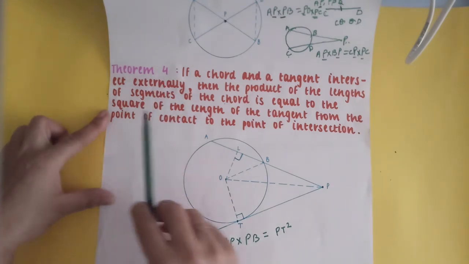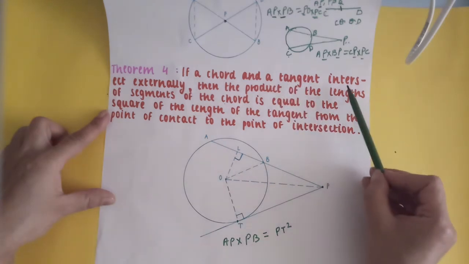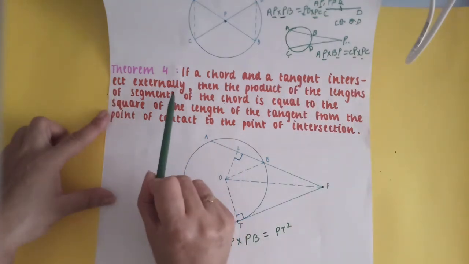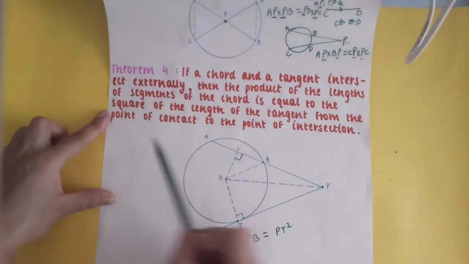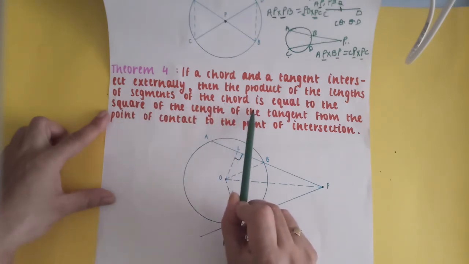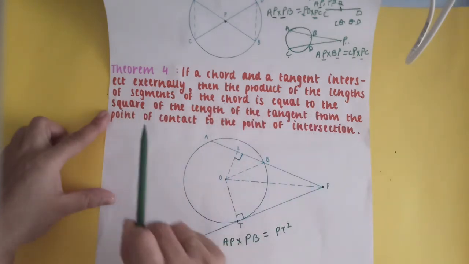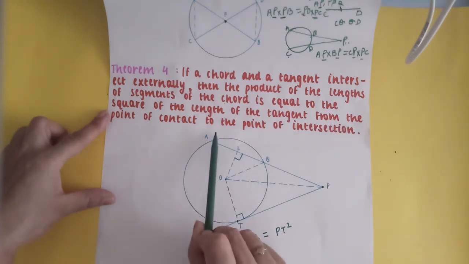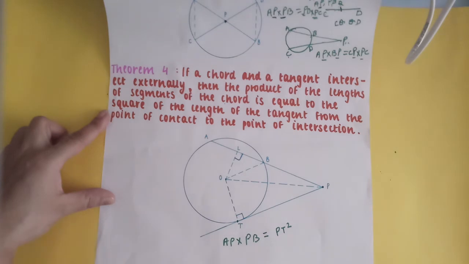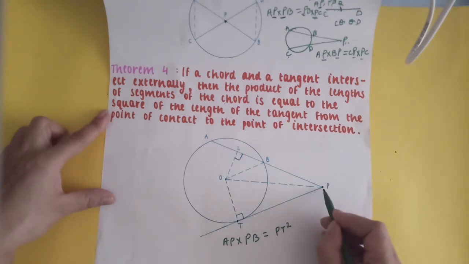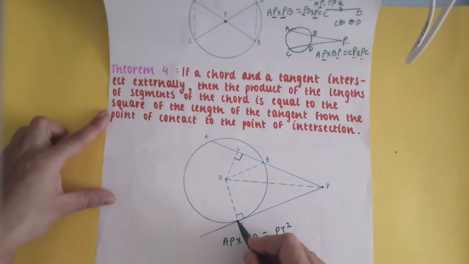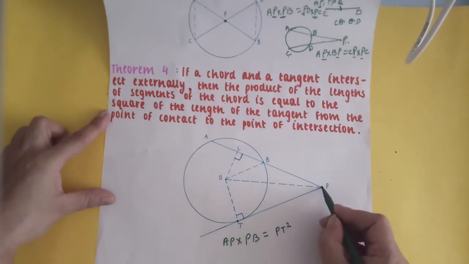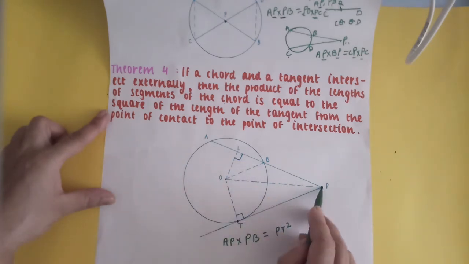So let's read the statement. If a chord and a tangent intersect externally, then the product of the lengths of the segments of the chord is equal to the square of the length of the tangent from the point of contact to the point of intersection. Now here he is talking about the tangent. So which length of the tangent we have to take? From the point of contact to the point of intersection. Which point of intersection? Where it intersects the chord.